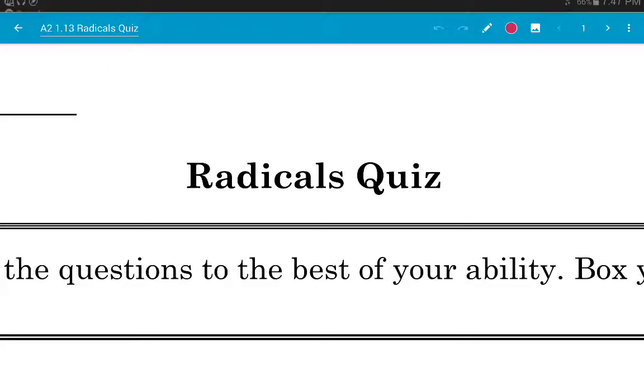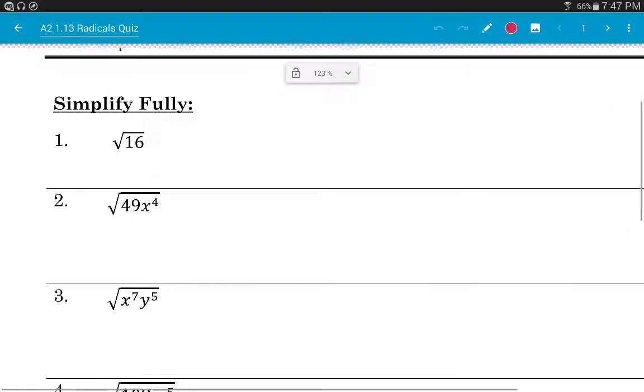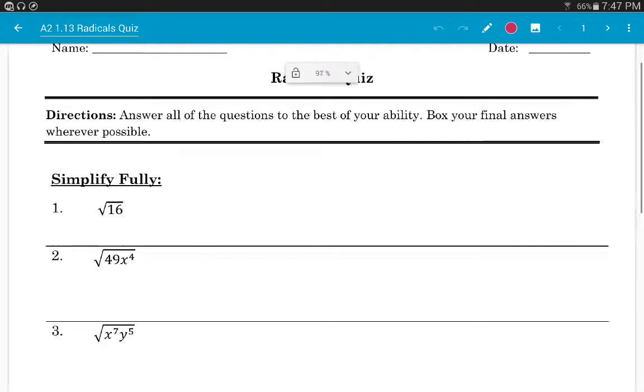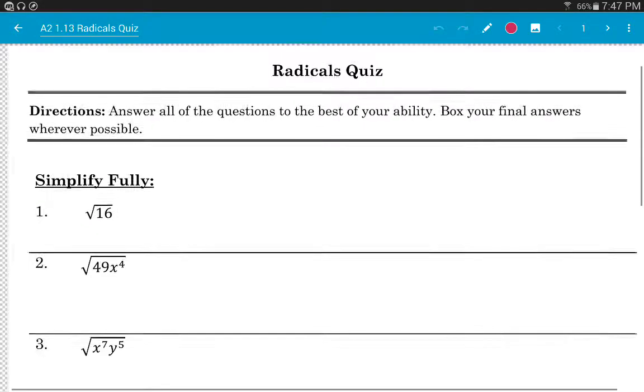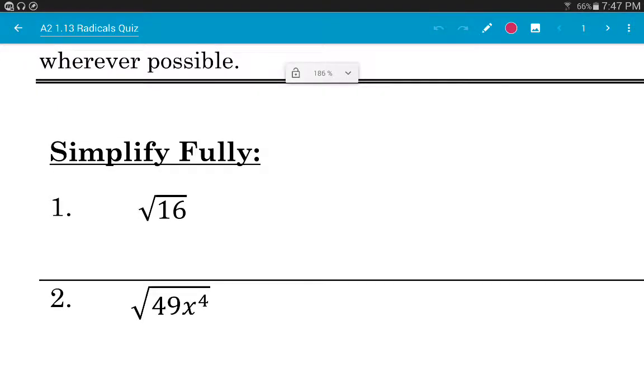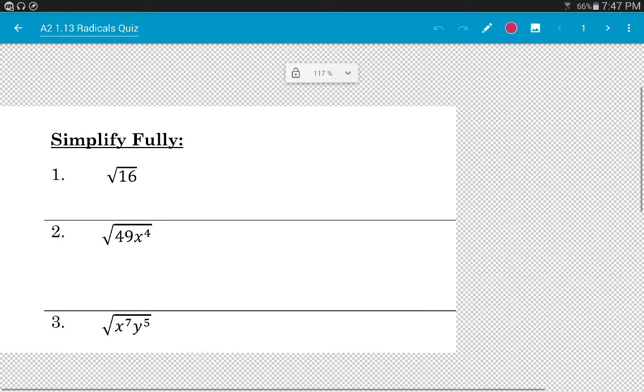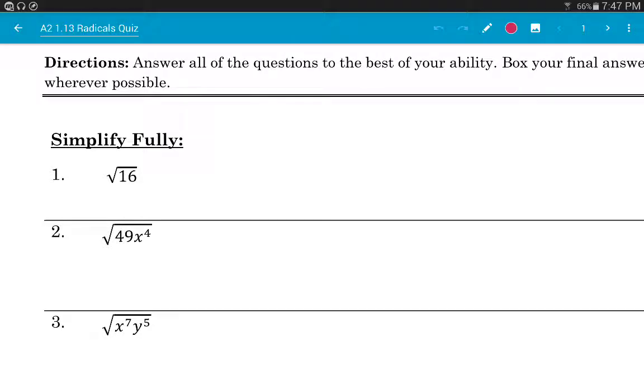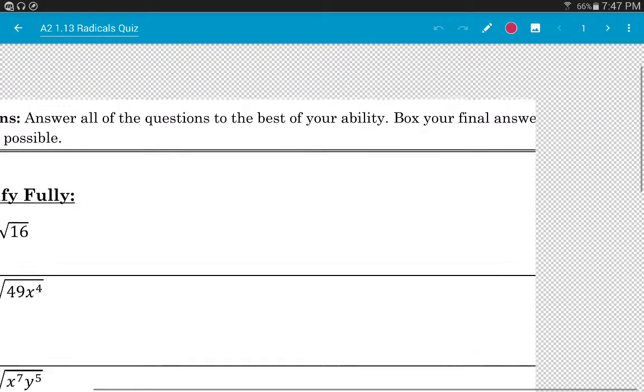Okay, this is a video reviewing the radicals quiz for anybody who wants to study for a retake. Now, the first section says to simplify fully. By simplify fully, underneath the square root, we're looking for perfect squares. I'll list out the perfect squares and the perfect cubes, just in case you want them.